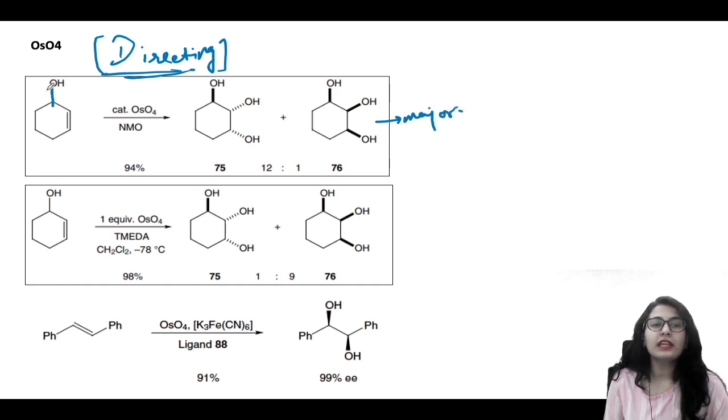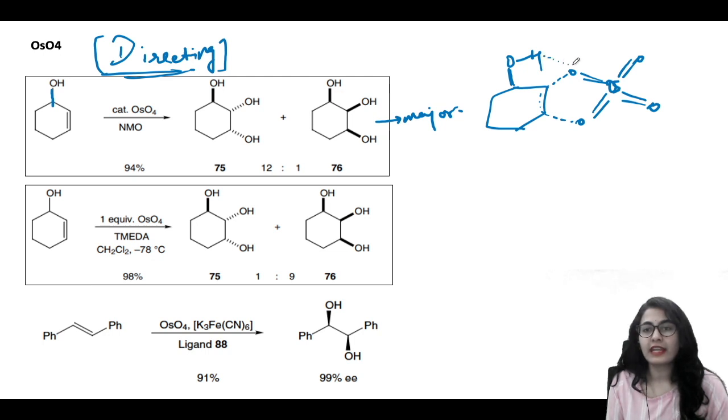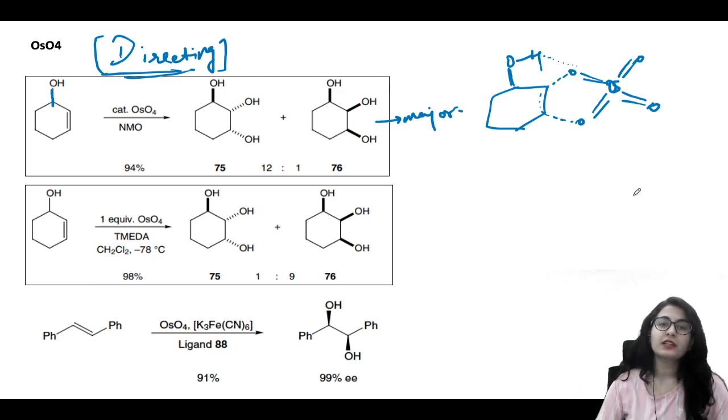ठीक है, क्योंकि इसका बहुत एक अच्छा एक प्रोटॉन है यहाँ पे which is very acidic. It can do hydrogen bonding. कैसे कर सकता है, देखो, theoretically अगर बोले तो it can do a hydrogen bonding like this, that there is the double bond and it is going to form the osmate ester like this. Alright, so this hydrogen can be pulling the osmate or osmium tetraoxide on the same side.